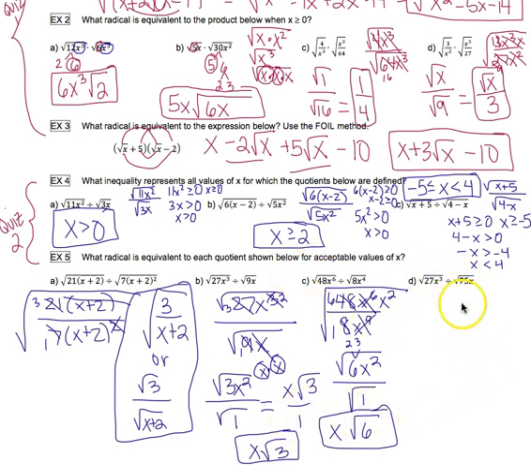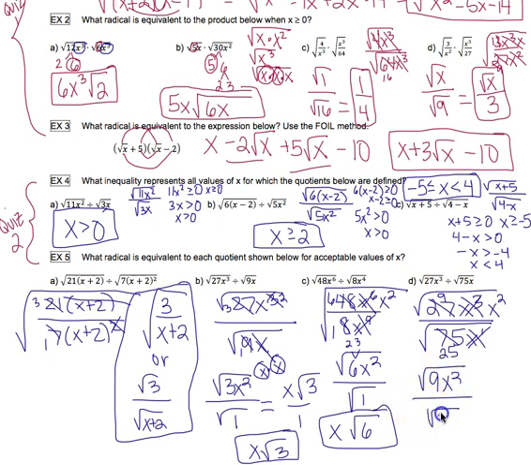Last one for 8-2. So 27x cubed over 75x, both with radicals. So 27 and 75 are both divisible by 3. So 27 divided by 3 is 9. 75 divided by 3 is 25. And then this is an x to the first, so 3 minus 1 gives me 2, so x squared in the top, and the bottom cancels. So now I have the square root of 9x squared in the top, and the square root of 25 in the bottom.